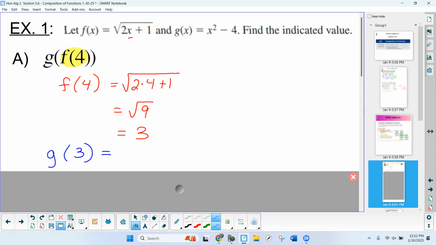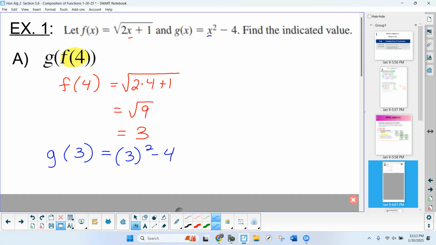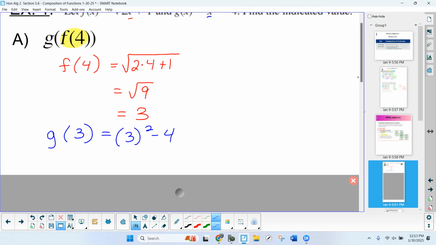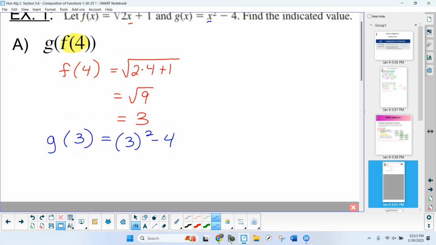You found f of 4. What's the value of f of 4? 3. So what do you do with the 3? Go to function g and plug in 3. So now you go here and say, okay, 3 squared minus 4. What's 3 squared? 9. And what's 9 minus 4? 5. So we could say g of f of 4 equals 5.